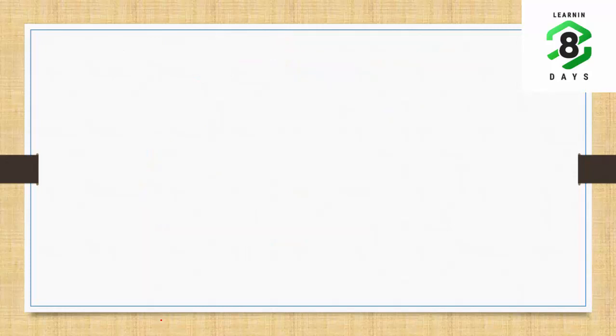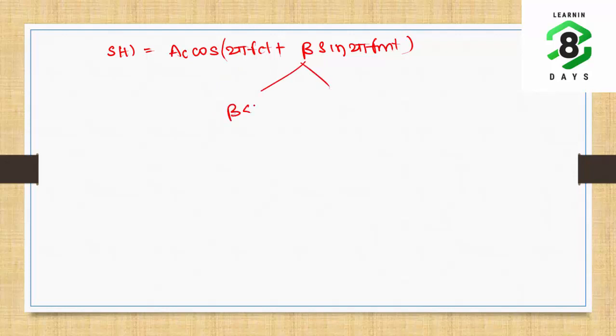In case of narrowband FM, I first write the expression for the narrowband FM equation: A_c cos(2π f_c t + β sin(2π f_m t)). Now, by considering the two cases, β less than 1 and β greater than 1, we will simplify this equation further and draw the conclusions.